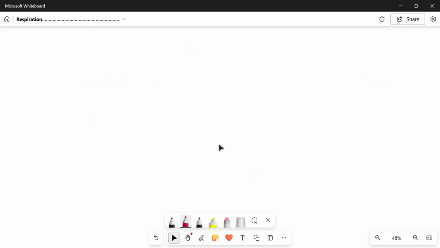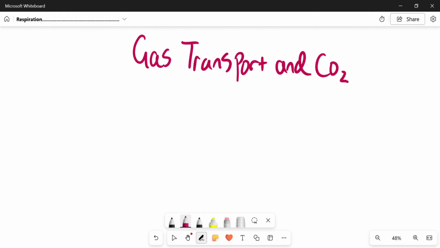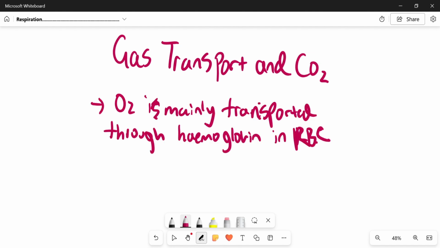Okay, the next really important thing we're going to be talking about is gas transport and CO2. Oxygen is predominantly transported around the body bound to hemoglobin, which is within red blood cells, and 98% of oxygen is transported this way and 2% is transported dissolved in blood plasma.